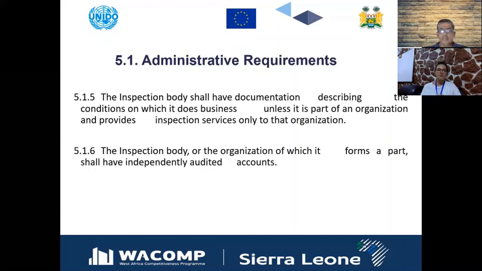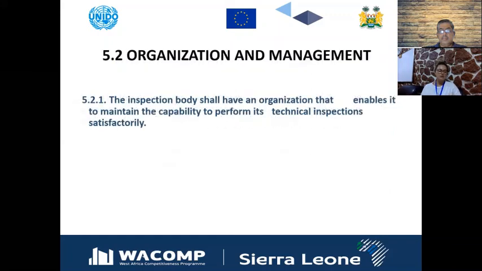So the inspection body shall have documentation describing the conditions on which it does business, unless it is part of an organisation and provides inspection services only to that organisation. As PMB is a type A organisation, you would be fine under this clause. The next would be that an inspection body, or the organisation of which it forms part, shall have independently audited accounts. This would be to prove that you have sufficient budget to cover the scope of your projects. So the next clause, please.